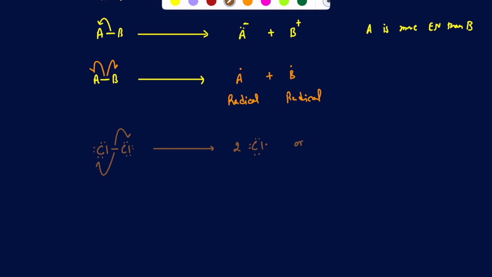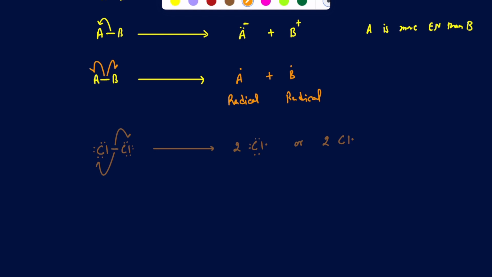You may also see chlorine radical being written as 2 chlorine, and then they will just draw one electron. That's assuming that you already have three other non-bonding electron pairs on the chlorine, so you don't necessarily have to draw those all the time. So that's an example of a homolytic bond breaking.